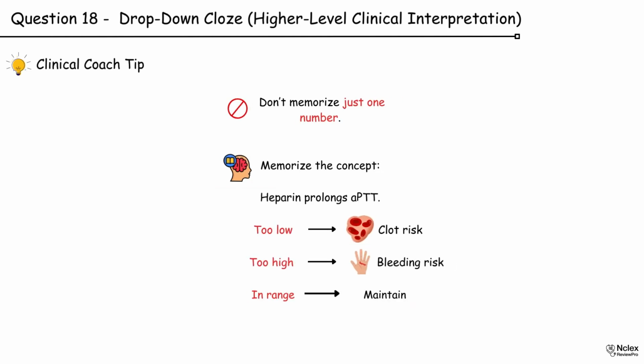Now here's the clinical coaching point. Do not memorize just one number. Memorize the relationship. Heparin prolongs aPTT. If it is too low, there is clot risk. If it is too high, there is bleeding risk. If it is within the therapeutic multiple, maintain the dose and monitor. That conceptual understanding will protect you on any variation of this lab question on NCLEX. All right, let's move on to the next question.